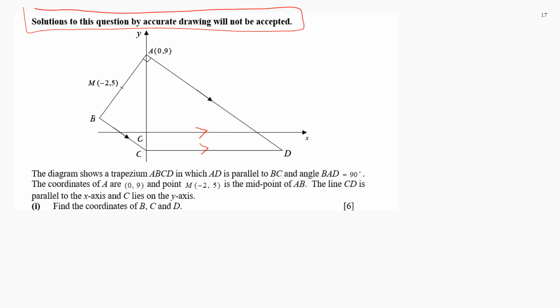Right. C lies on the y-axis. And then we are asked to find the coordinates of B, C, D. So first things first, let the point B be x comma y. Let point C be 0 comma b. Why is it 0 comma b? Because C lies on the y-axis, so the x coordinate is 0. And because CD is parallel to the x-axis, that makes CD a horizontal line. So that makes the y coordinate of D be b.